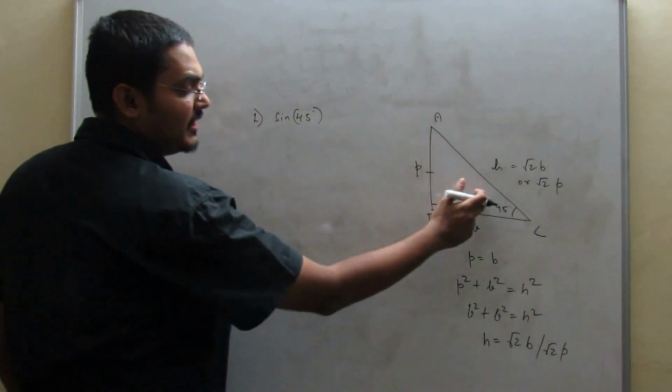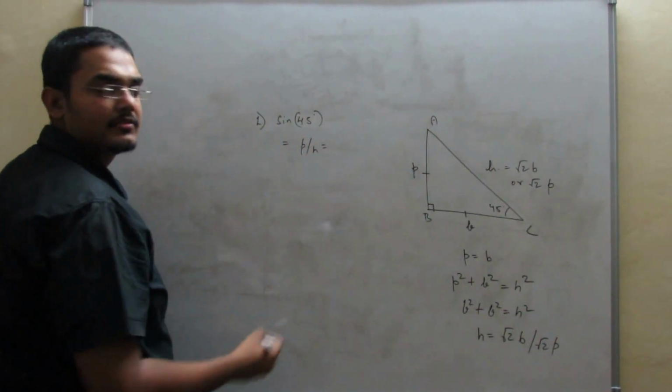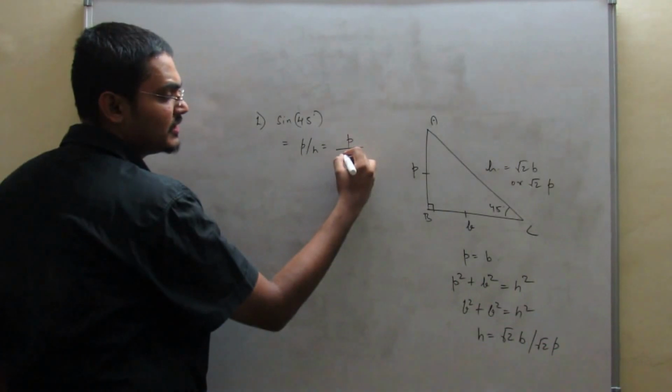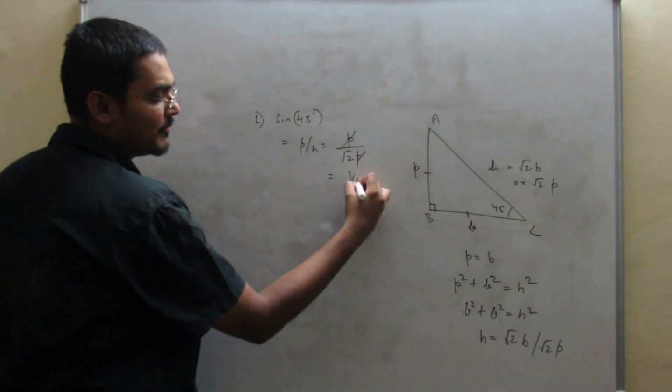What would be sine 45 degree? Perpendicular upon hypotenuse. What is the value of perpendicular? It's p. Hypotenuse is root 2p. What I get? P gets cancelled with p. I get 1 by root 2.